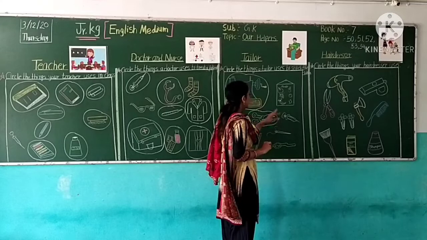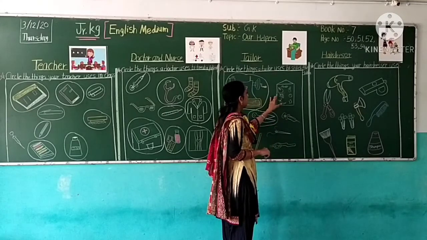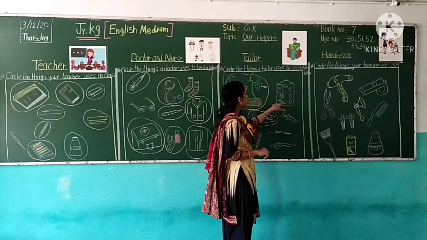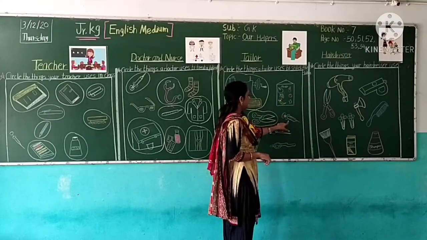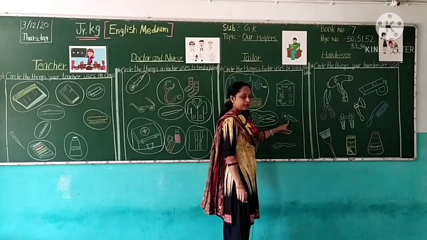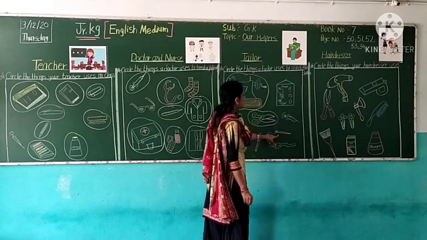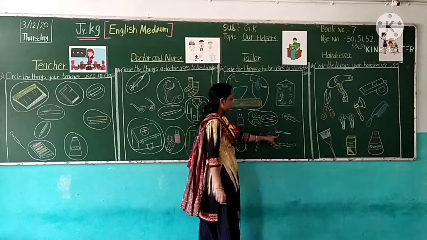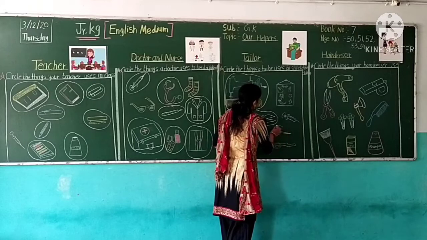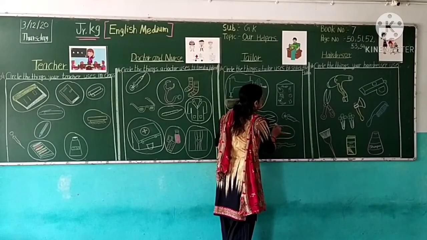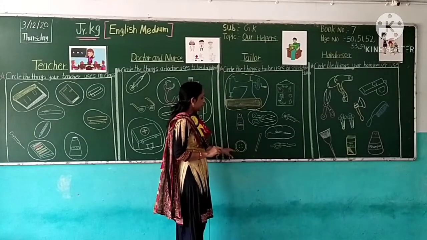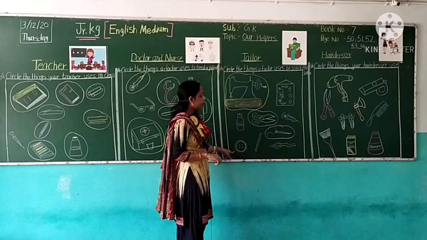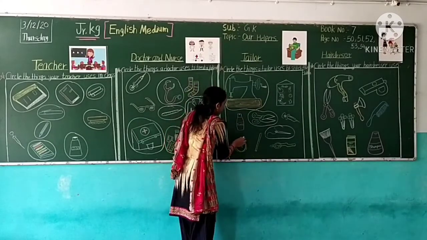And now next, which picture is this? Fruits chart. So here we don't circle. Okay. And which picture is this? Injection. Are these things used by a tailor? Yes. So here we circle. Okay. And are these things used by a tailor? Yes. So here we circle.